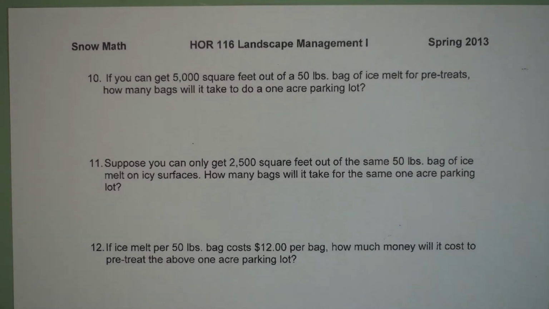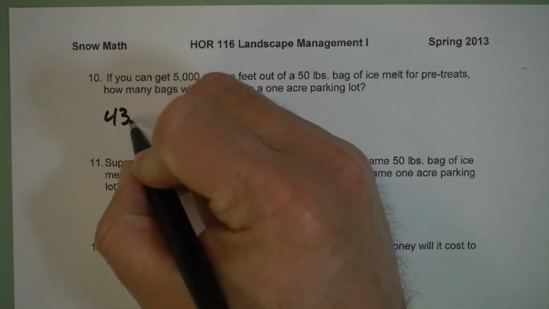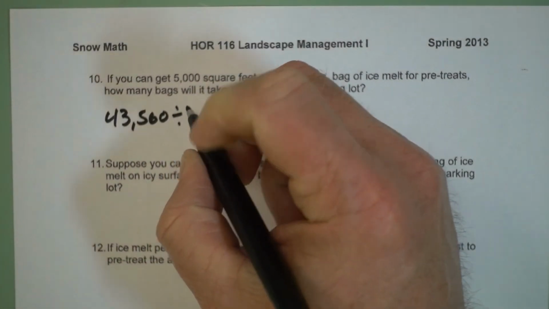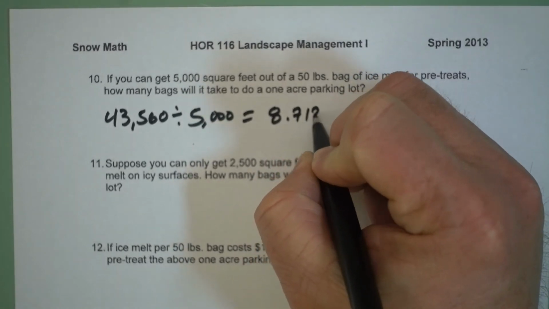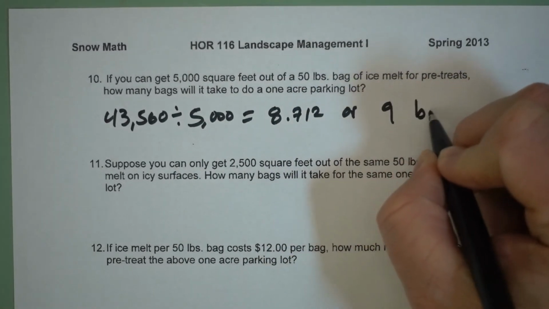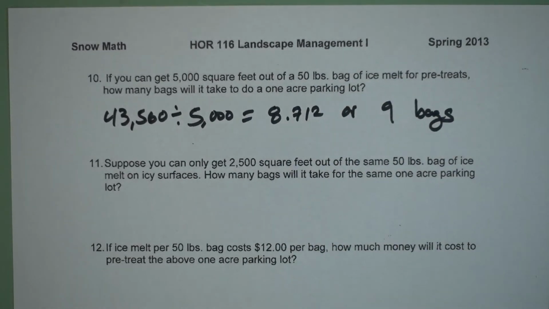Now we're talking a little bit about ice melt. If you can get 5,000 square feet out of a 50-pound bag of ice melt for pre-treats, how many bags will it take to do a 1 acre parking lot? So 43,560 divided by 5,000 equals 8.712, or 9 bags. Very easy to calculate that, ladies and gentlemen.